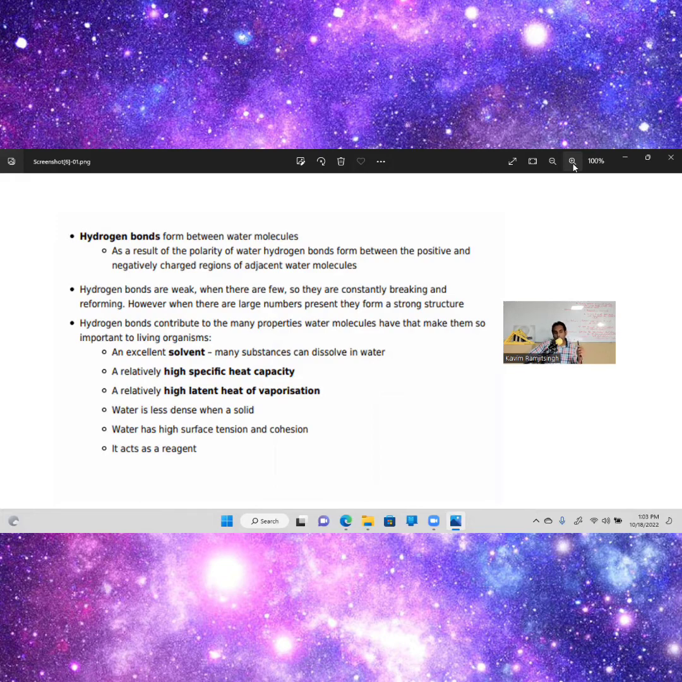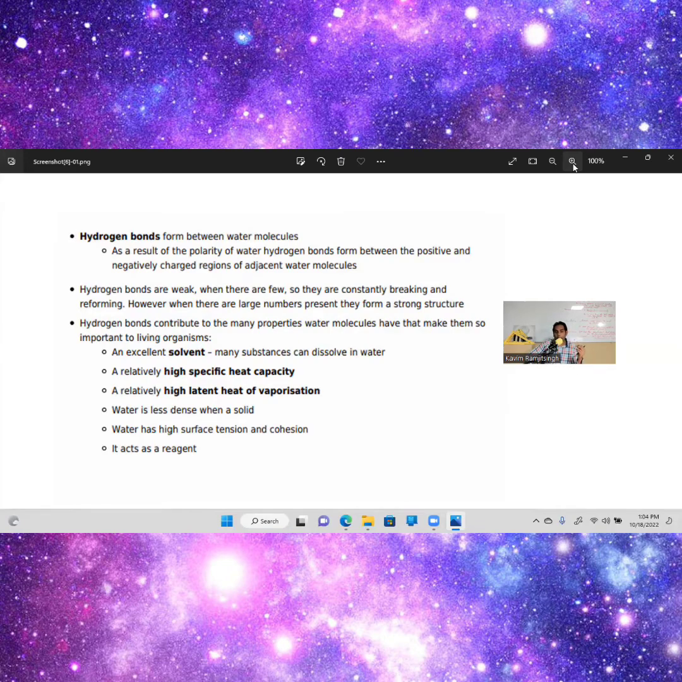And if you look at the second point there, hydrogen bonds are weak. So when they are few, they are consistently breaking and reforming. However, when they are in large numbers, they present a strong structure, right? And we will talk about that latter line when we look at the cohesion property and surface tension of water, because we all observe with our eyes how insects could walk on water. It's because of this large number of water molecules and the hydrogen bonding gives it a strong structure and gives it that high surface tension, right?